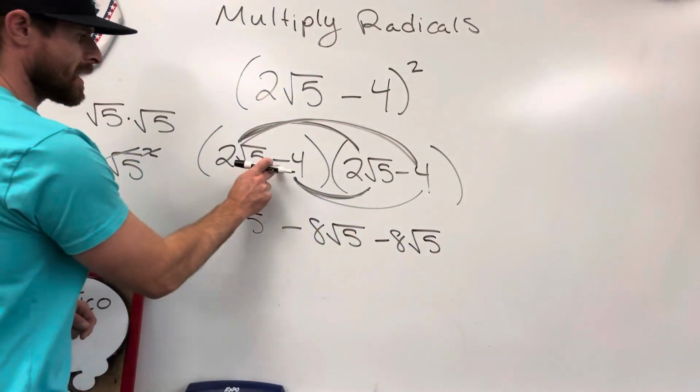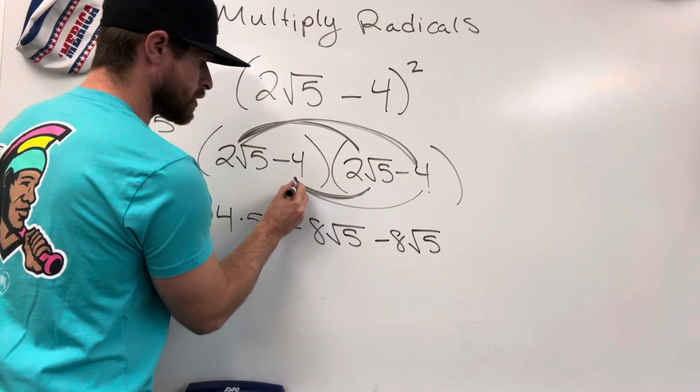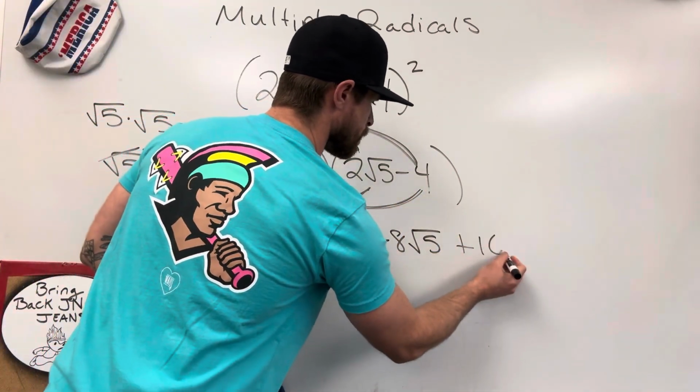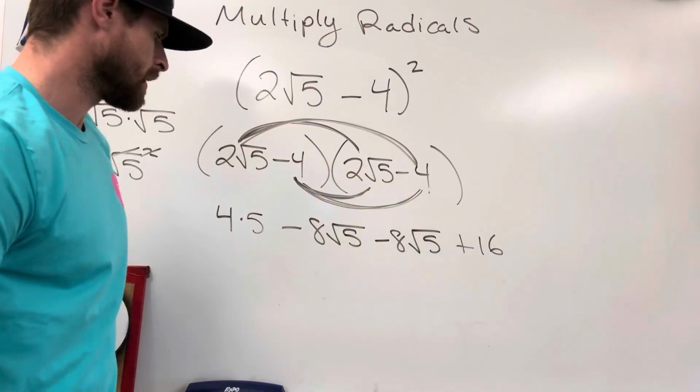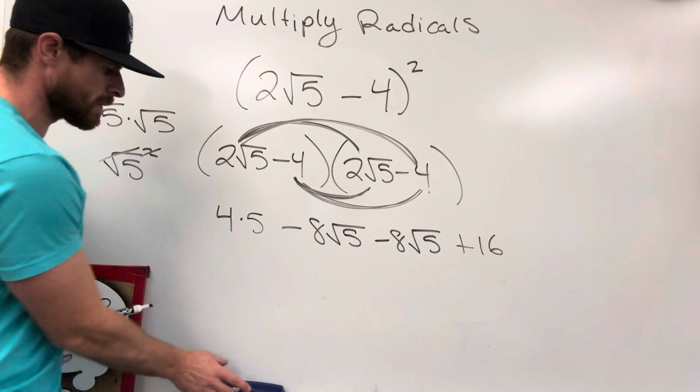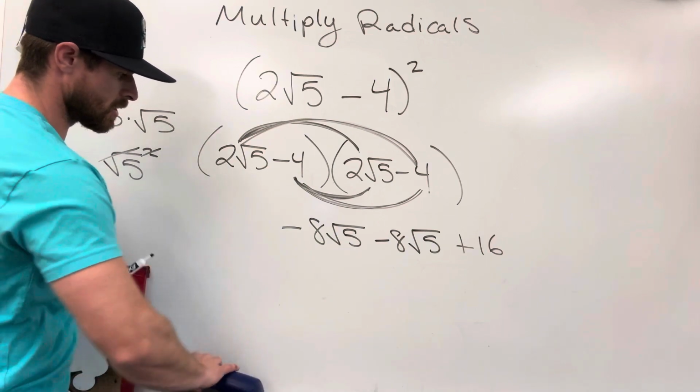And last but not least, we got a -4 times a -4. Make sure you're careful. Negatives times negatives make, you guessed it, positives. 4 times 4 is 16. So I've got all this information here. 4 times 5 is really just 20. So I'm going to erase that and just change it to the value of 20.